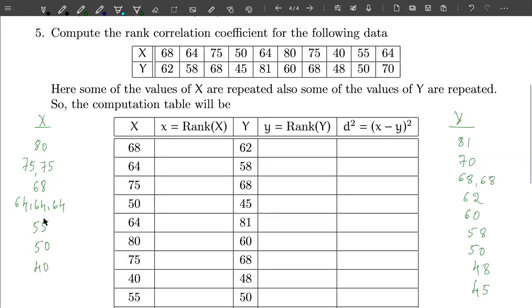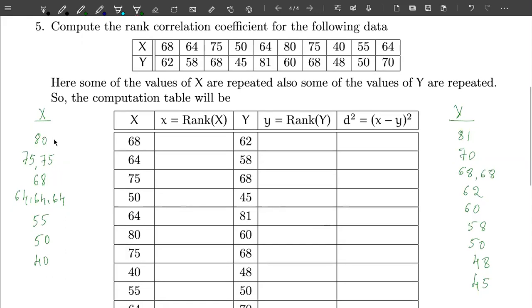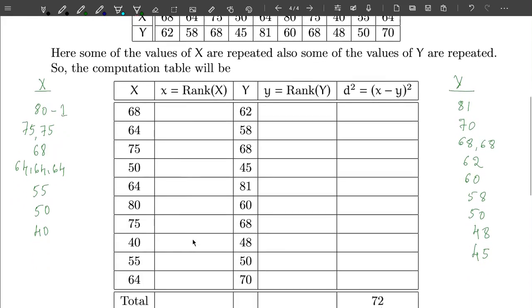So now for these values we have to assign ranks. Obviously 80 will take the first rank. So 80 will have rank 1. So in your table also, you can immediately write the rank of 80, that is 1.